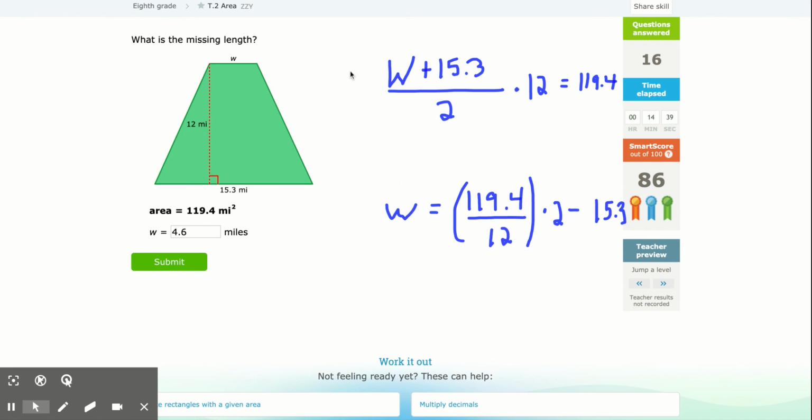Be very careful when you're finding a missing part of a trapezoid. For instance, when I took the area, I actually have to divide by 12, but then I have to double, because remember, it's the average of the two sides. So once I divided the area, 119.4, by 12, I doubled it, and then I minused the 15.3 to find the missing side length of 4.6. Because remember, at some point I have to double because the average is the two bases added together divided by 2.